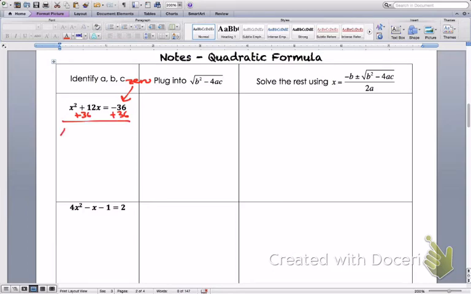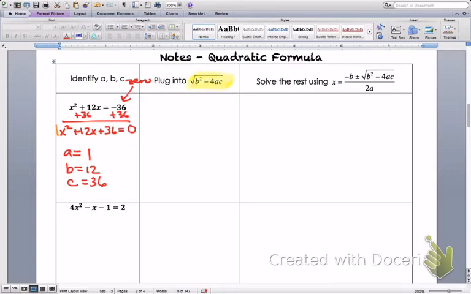So standard form, x squared goes first, the x term goes second, and the constant, the single number, goes at the end. 36 and negative 36 gives me 0. Now I just move on from there and do the same thing we did yesterday. That's the only new step. A is an invisible 1, B is 12, and C is 36. And we're just going to go ahead and work on the discriminant first.